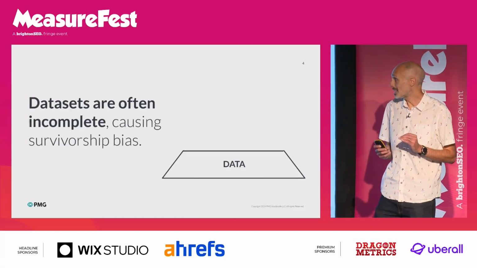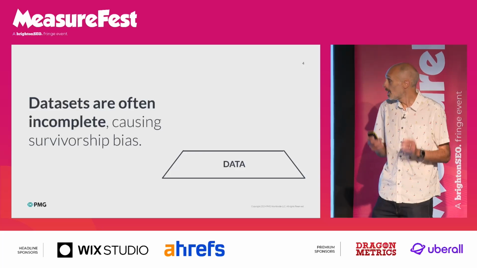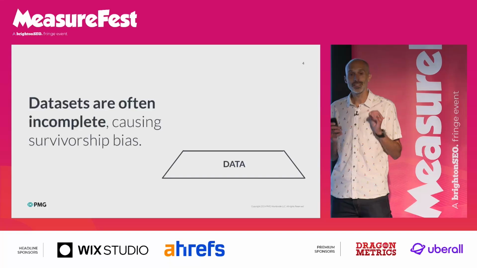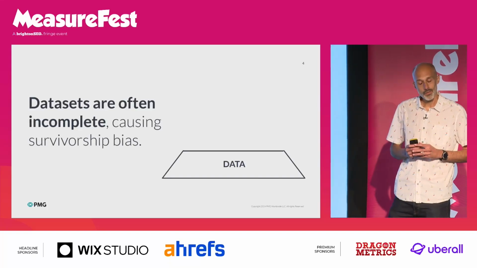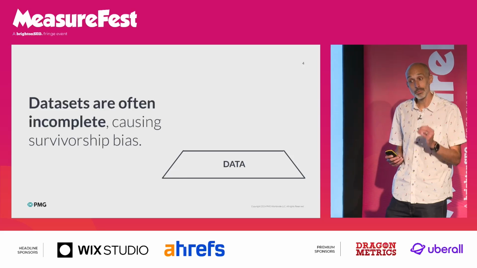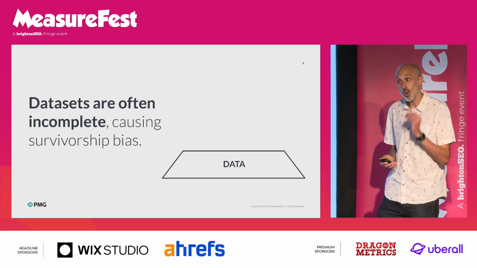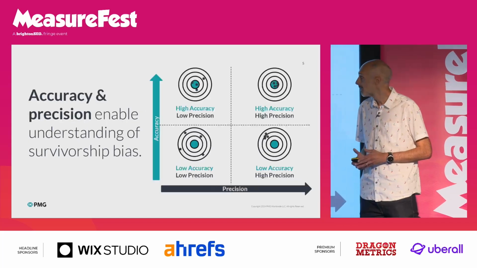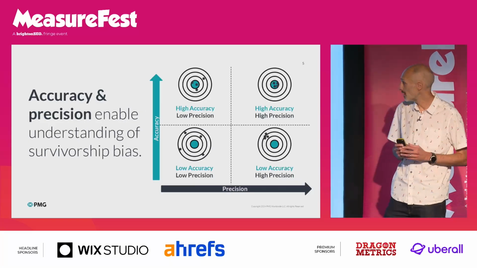So let's start at the base of the pyramid, the biases that exist in the underlying data that form our visuals. The challenge we have here is that data sets we often use are incomplete, causing what's known as survivorship bias, whereby we rely on a subset or sample of data. Here, either accuracy or precision is compromised. Understanding the role of accuracy and precision is critical in mitigating survivorship bias.